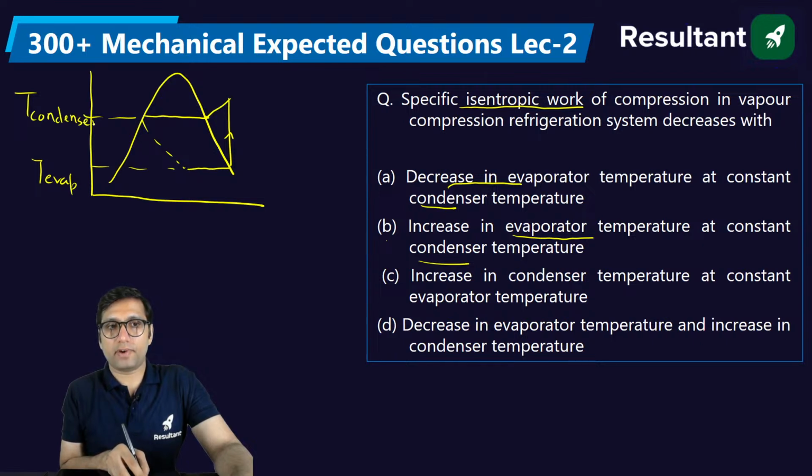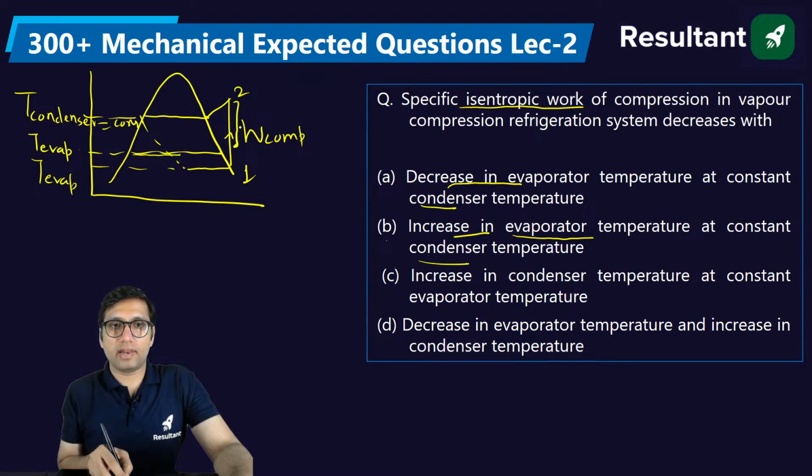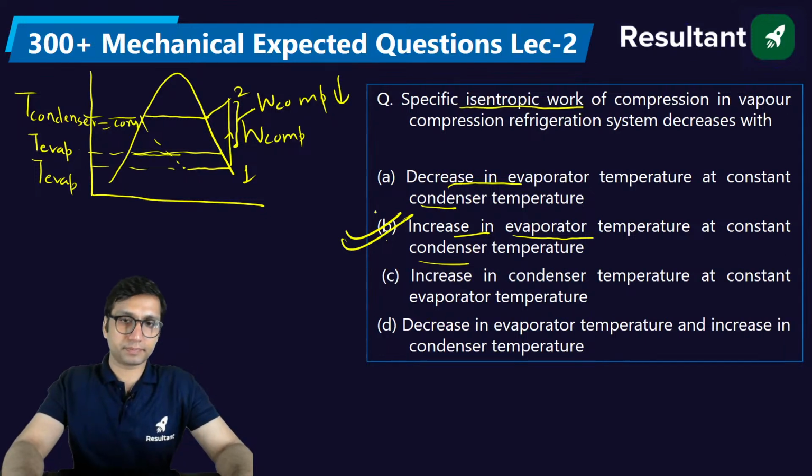And from where you find the work? From here you find the work of compression. So if you increase the evaporator temperature is here and condenser temperature is constant, then the same work of compression will reduce. So the right answer is option B for this question. Okay.